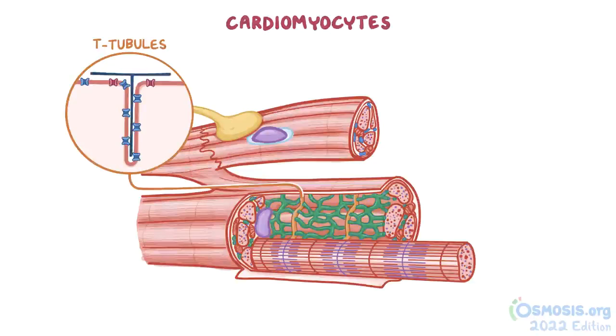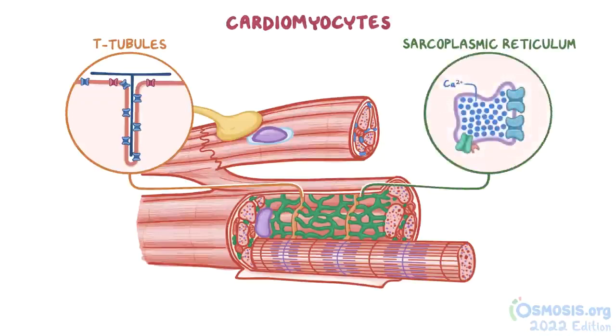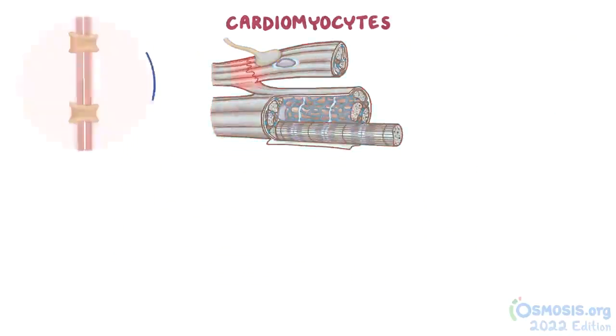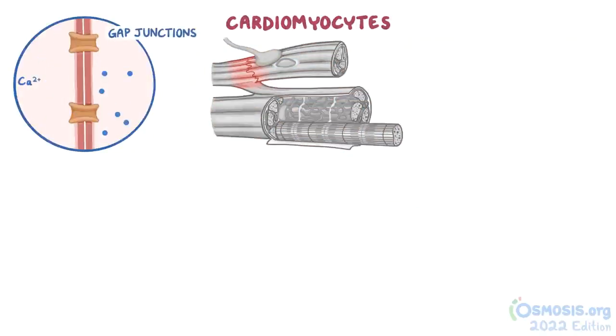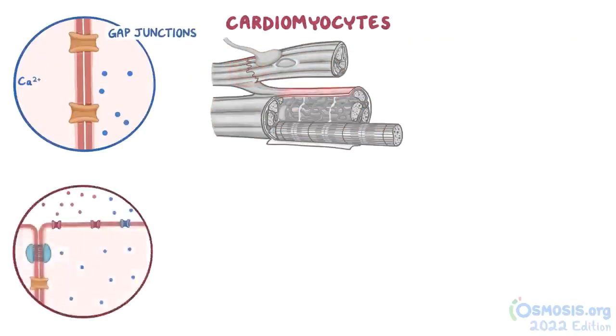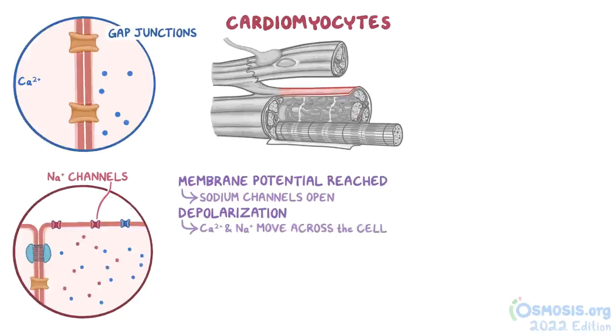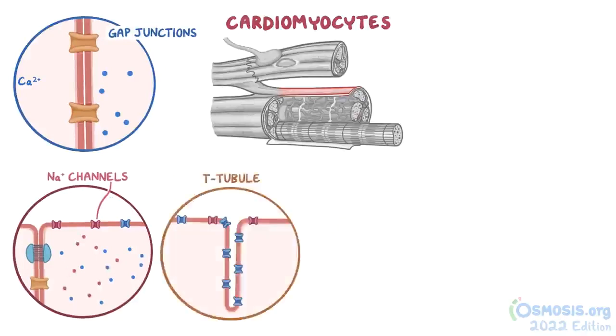One last important element to depolarization and contraction is the sarcoplasmic reticulum, which is an organelle that stores the intracellular calcium. When a depolarization wavefront hits a cardiomyocyte, a few calcium ions flow through gap junctions. Looking at the cell membrane, if a threshold membrane potential is reached, then sodium channels start to open up. If there's a depolarization, then calcium and sodium ions start to move across the cell membrane and into the cell. That's where the T-tubules play a key role by bringing calcium deep into the cell.